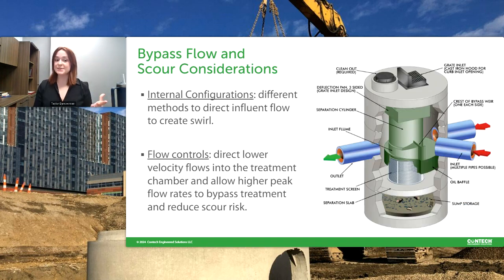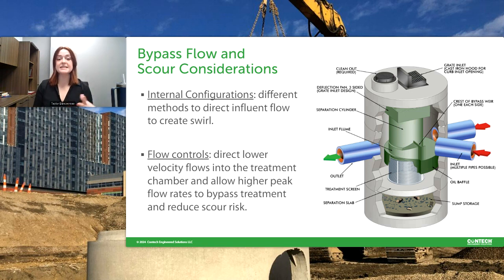So with that, let's get to some bypass flow and scour considerations. An example of these bypass flows were that internal bypass weir, that baffle wall that you saw in the last image, as well as in this one, you can see the cylinder. So in instances where we're going to have that peak flow event, the water is still going to be pushed through the inlet flume in this one, but during that peak flow event, it's not going to lose all the particles that have already been settled out in the TSS that has been stored in the sump.